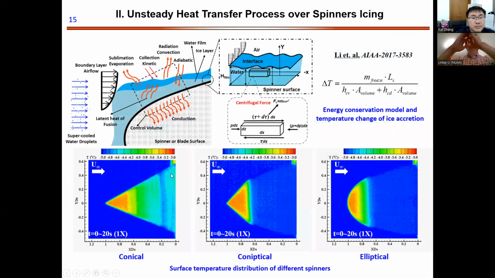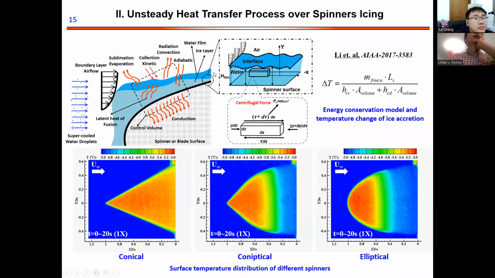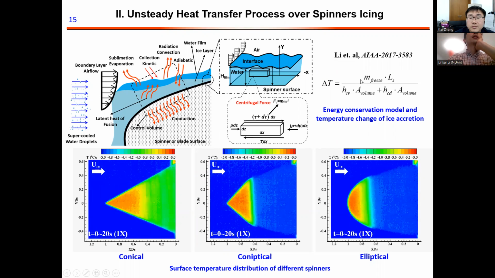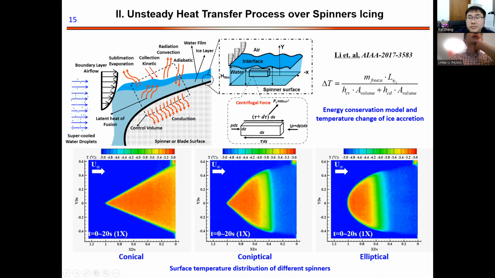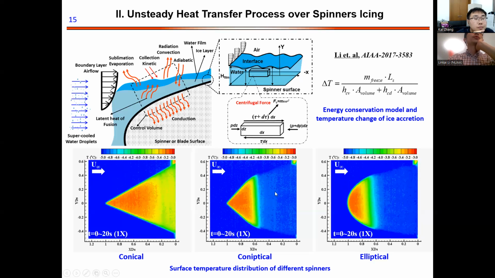Here is the simplified heat transfer model developed with the energy conversion model. We can find that the temperature change, delta T, is highly related to the freezing ice mass on the surface, and also related to the heat convection and the heat conduction. The three animations shown here are the first 20 seconds when the water impinges on the rotating spinner.